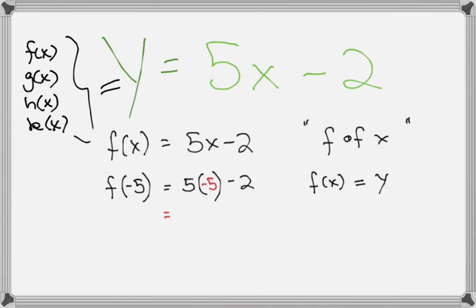But we have 5 and nothing in between, in parentheses, that means multiplication. So 5 times a negative 5 is a negative, I already said the answer. Negative 25 minus 2, and we get here what? Negative 27. So if we were to list that as an ordered pair, that would be negative 5, negative 27.